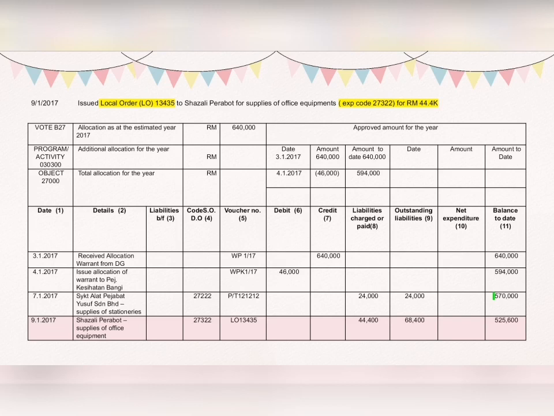So the amount to be recorded is 44,400, and we will repeat the same steps as the previous transaction. But now, column 9, the outstanding liability has now increased to 68,400. So how did I get this figure? It is the 24,000 from the previous liability transactions plus 44,400. And again, now the balance to debt has further reduced by 44,400.